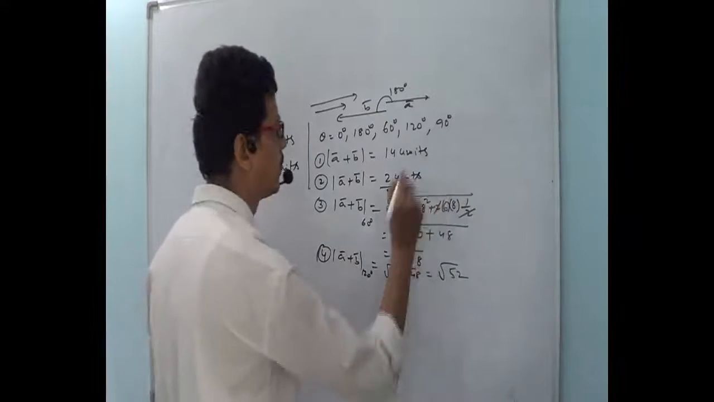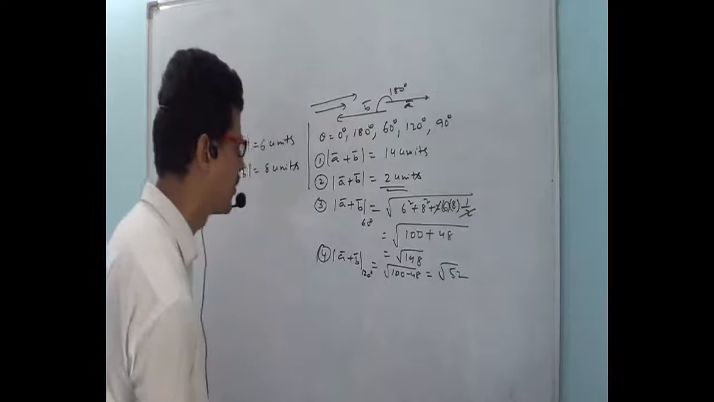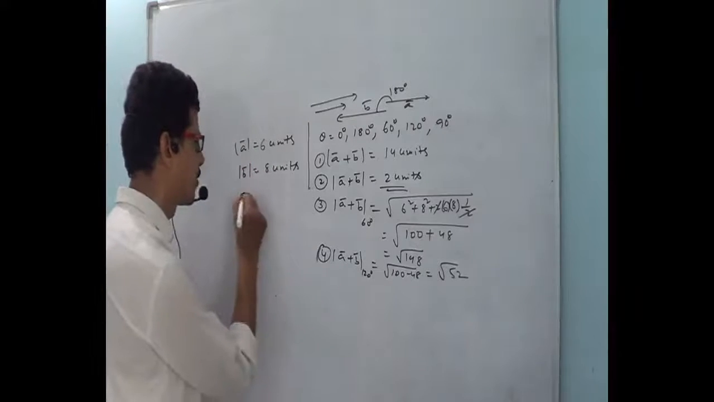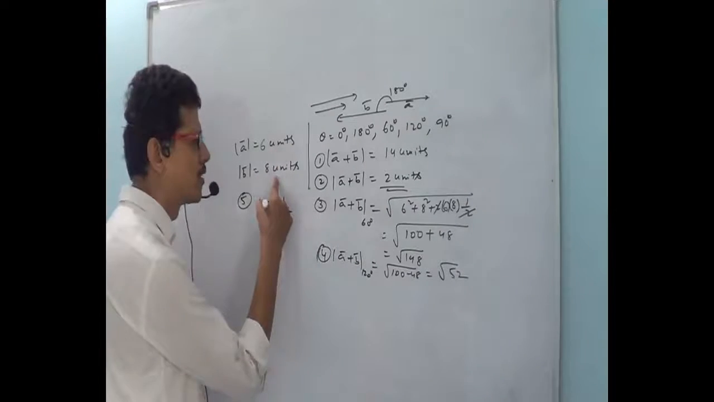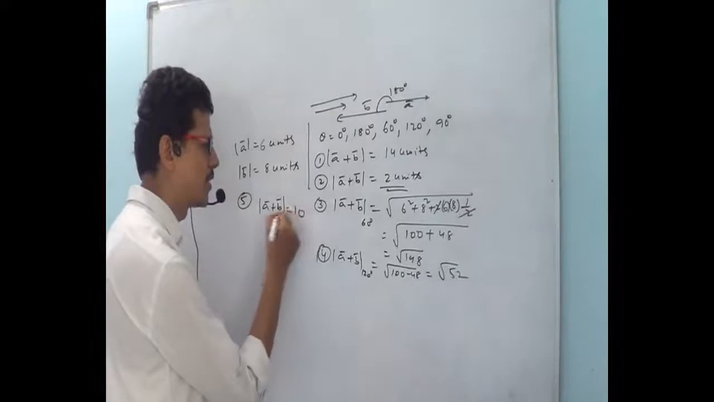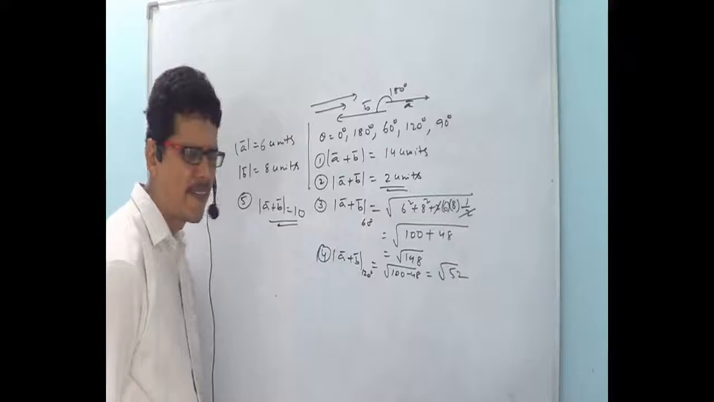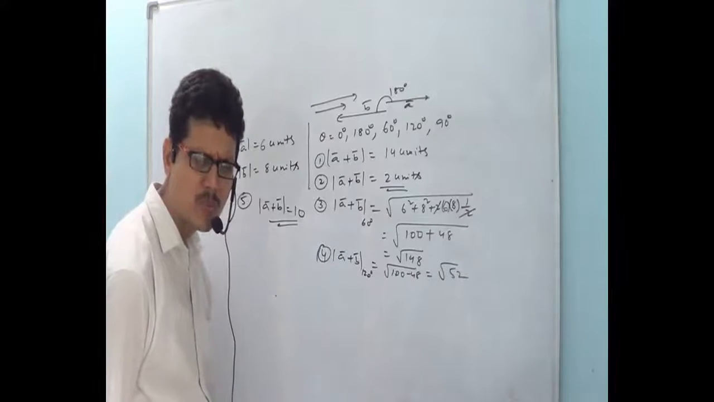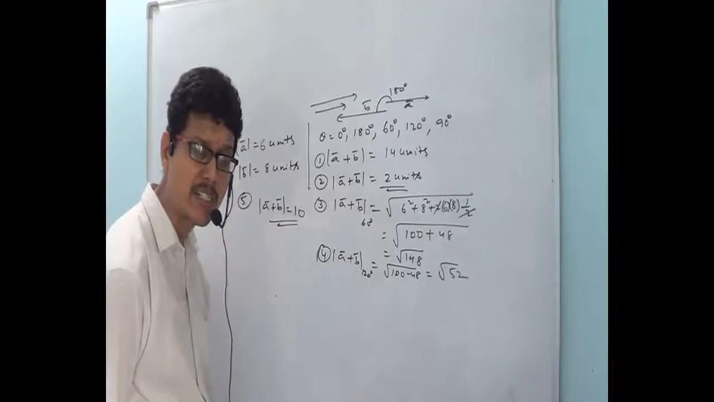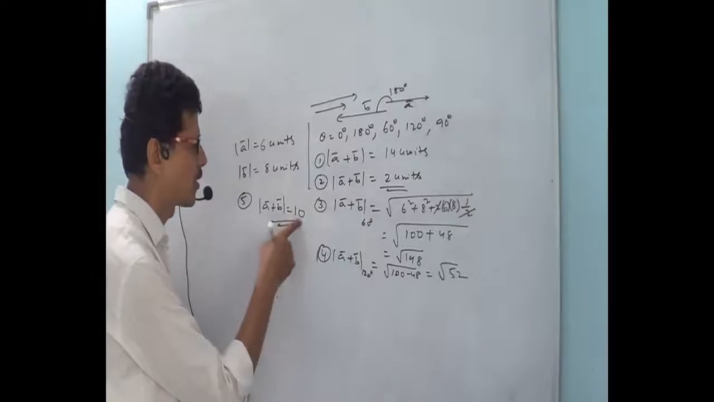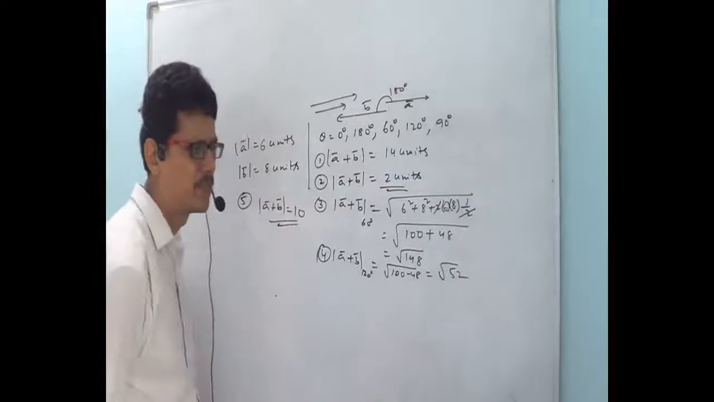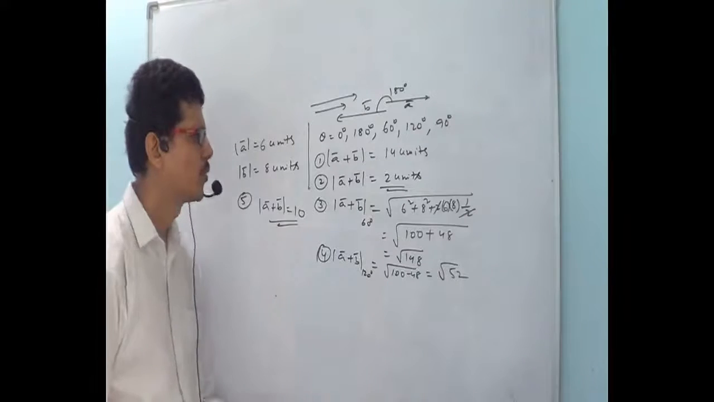What about cos 90? Cos 90 is 0. So the fifth answer: modulus of A bar plus B bar is root of 6 square plus 8 square, that is 10. Okay. And root of A square plus B square plus 2AB cos 90, cos 90 is 0, so ultimately you are getting root A square plus B square. So that is 10. Okay. Note down this.